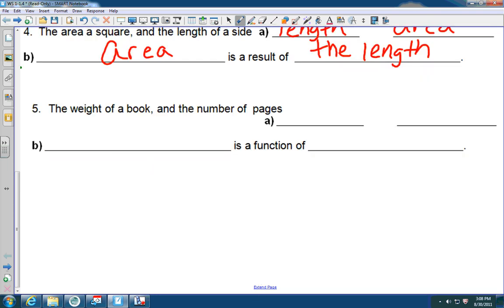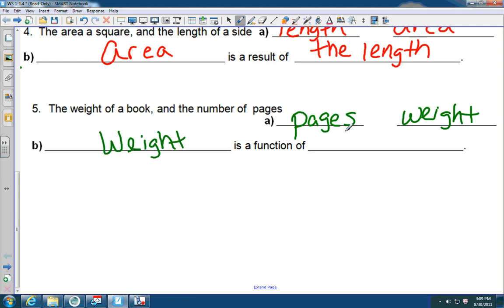Okay, this last one on this page says the weight of a book and the number of pages. People who make books don't go, ooh, I want a book to weigh 50 pounds, so let's put this many pages in it. What happens first? They write the pages. So the pages is the independent variable. The weight is the result. It's what happens afterwards. Blank is a function of. Well, the weight is a function of the number of pages.